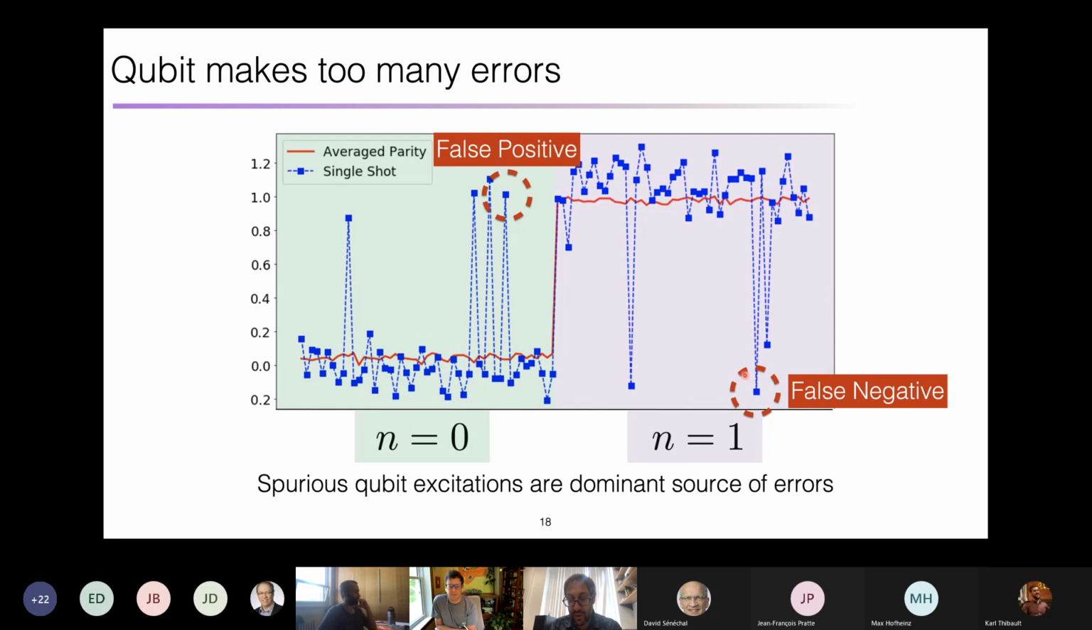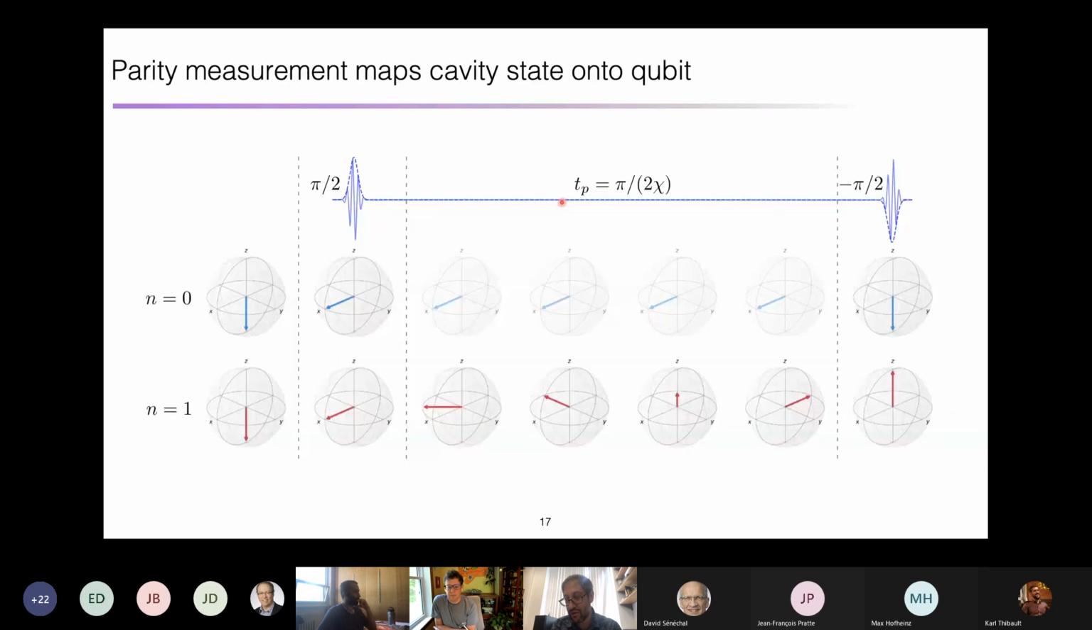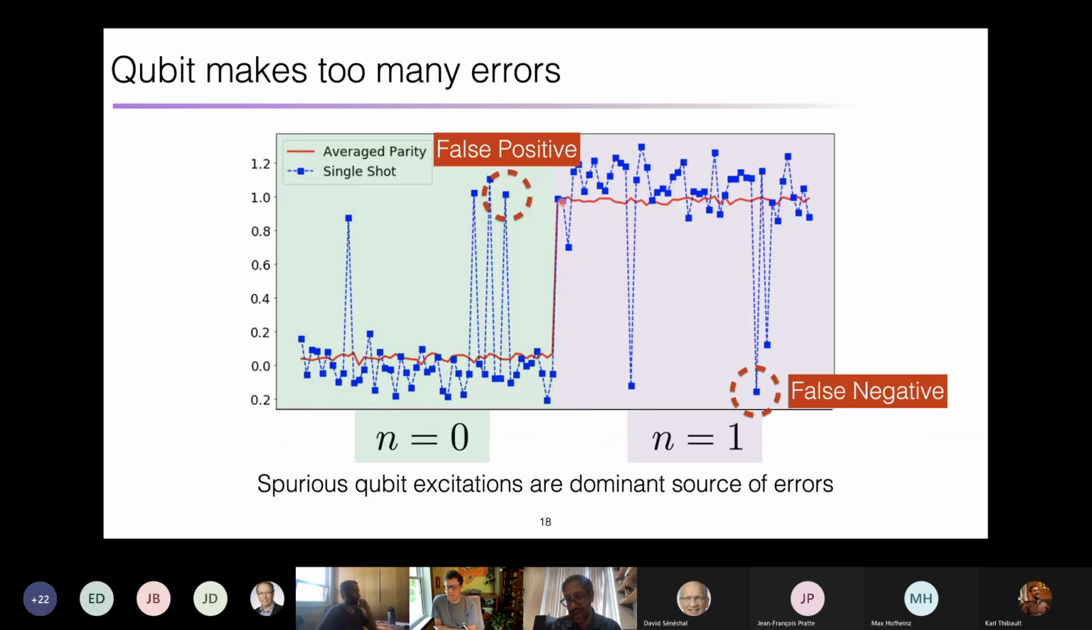And I want to emphasize that in this n = 1 case, each point is not a new experiment with a new photon. It's the same photon in the storage cavity, and we are just doing this protocol over and over again. So the qubit is new each time, but the photon stays in that cavity, and that's quite important. And you can see that in some sense you can tell that this is 0 and this is 1, even though there are a few false positives or false negatives.